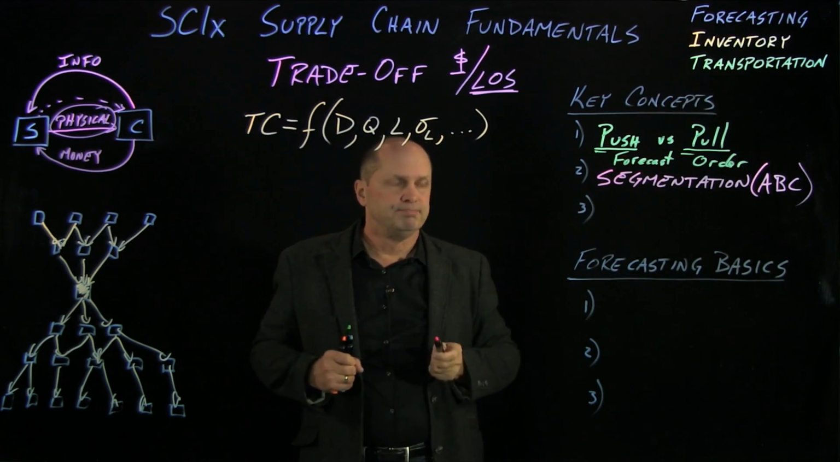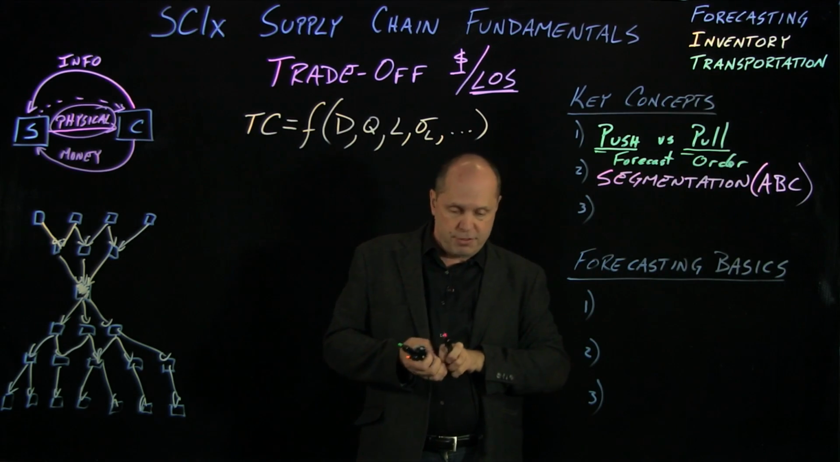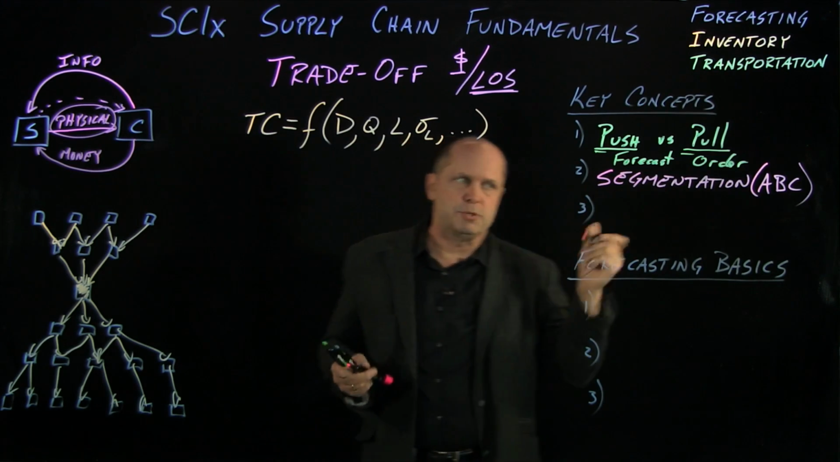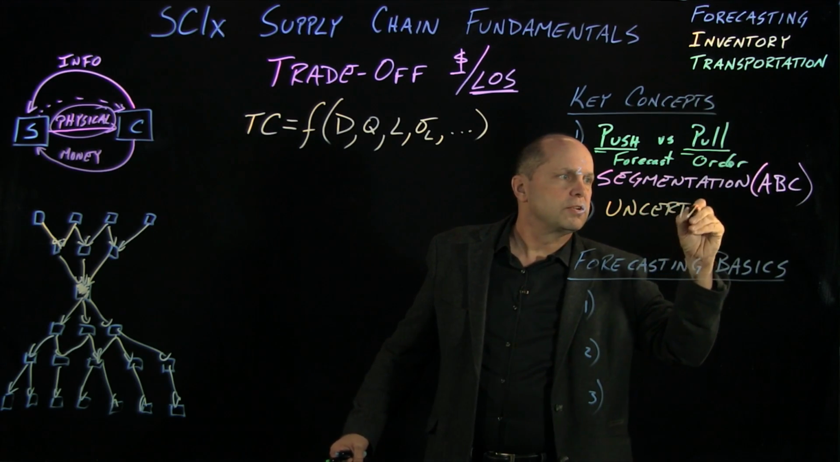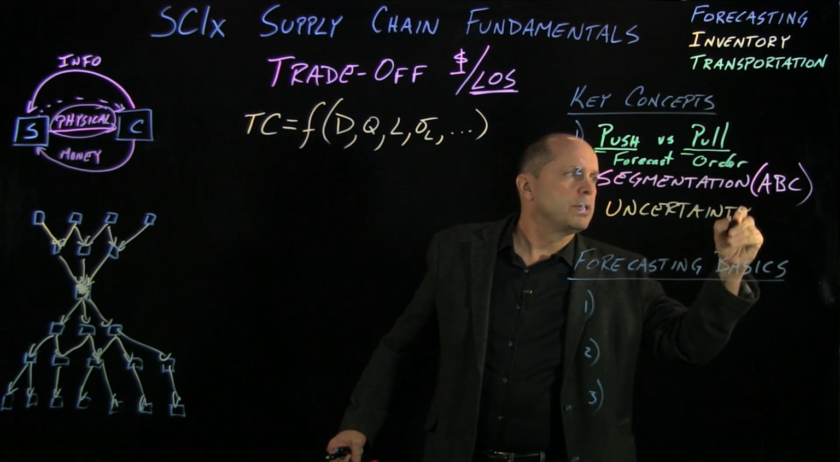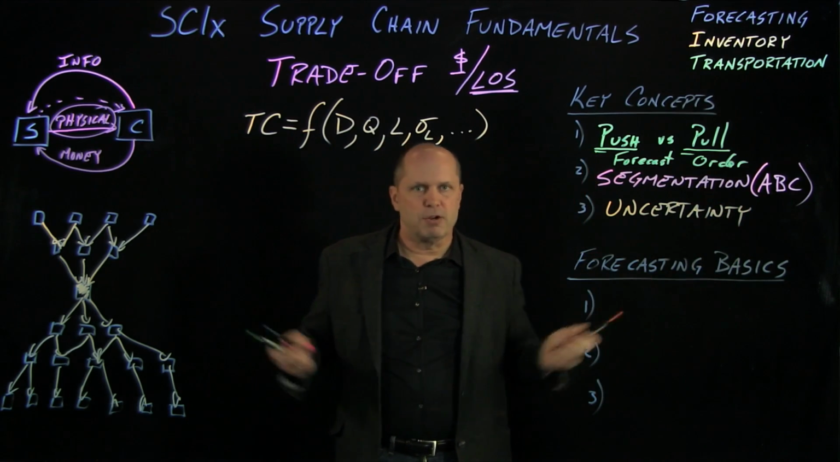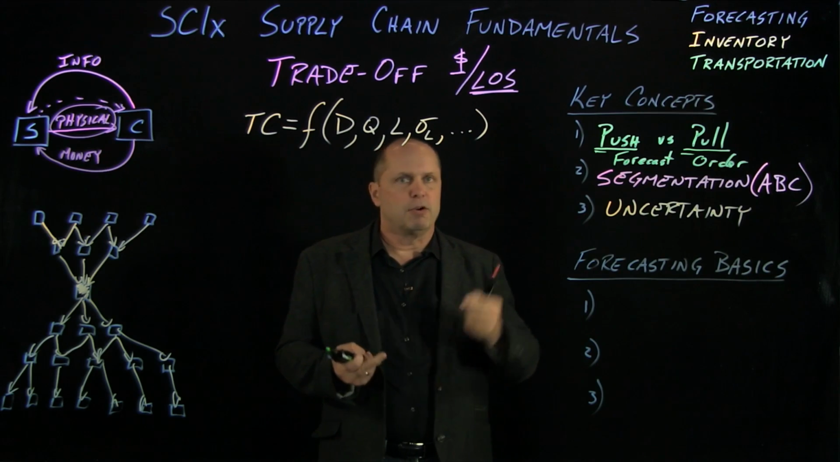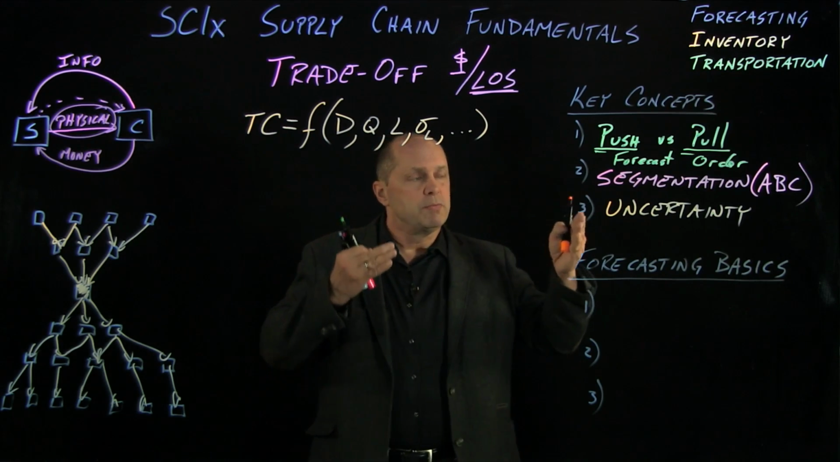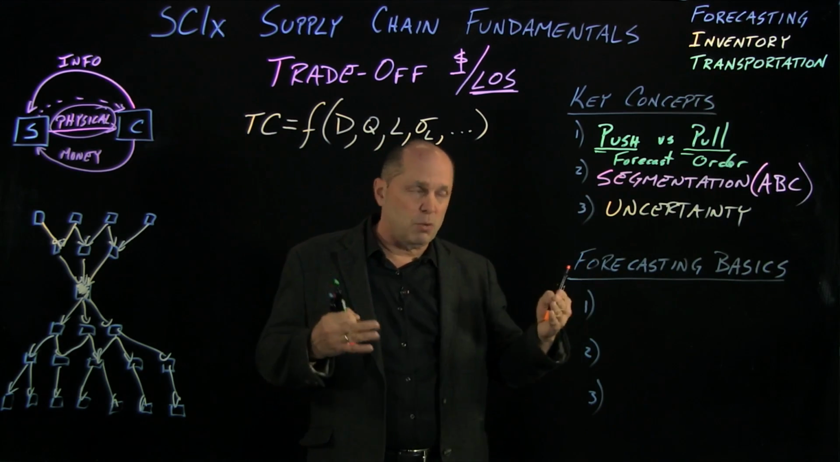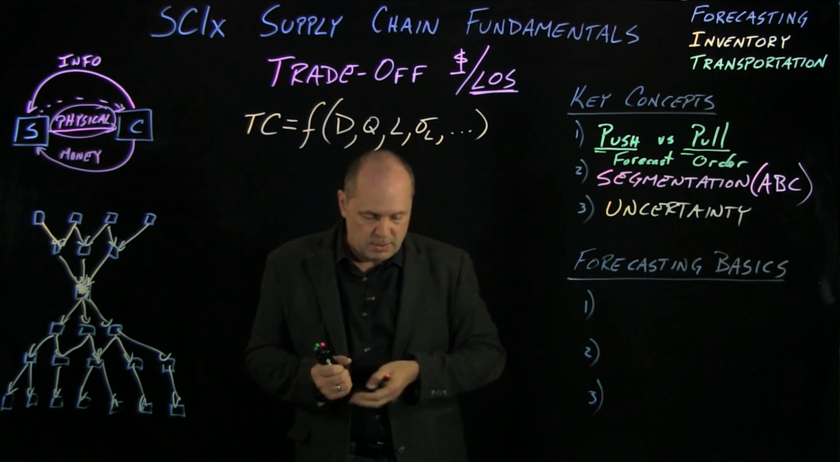All right, the third key concept we're going to focus on, which you should be familiar with from previous class, is uncertainty. And what are we talking about here? Well, this is when you have any variability. Variability in demand, variability in supply, variability in processing. So we'll talk about different ways you can manage or deal with uncertainty.